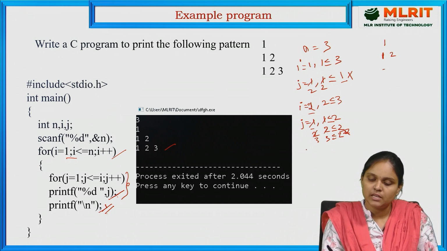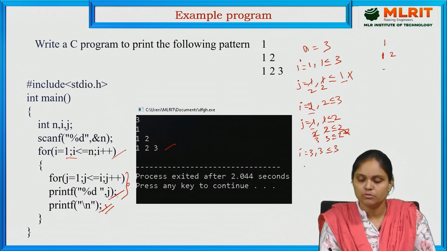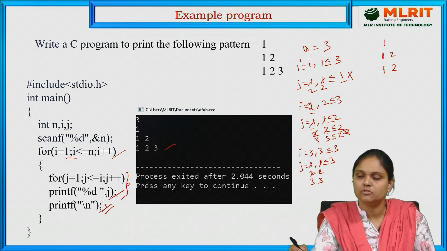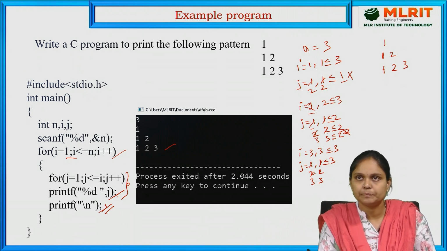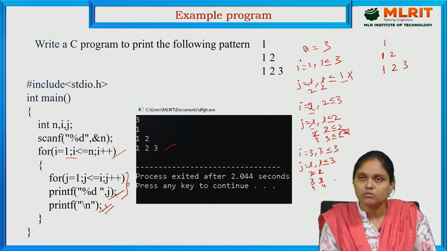And now again i is equal to 3 and 3 is less than or equal to 3, the condition is true, and j is equal to 1, 1 is less than or equal to i, here it is 3, the condition is true. So what are we printing? The j value, 1, and again j increments, j will be 2, 2 less than or equal to 3, yes true, so 2 is printed, and j becomes 3, 3 less than or equal to 3, yes true, so 3 is printed. And next j gets incremented to 4, 4 less than or equal to 3, the condition will be false, and we come out of this inner for loop.